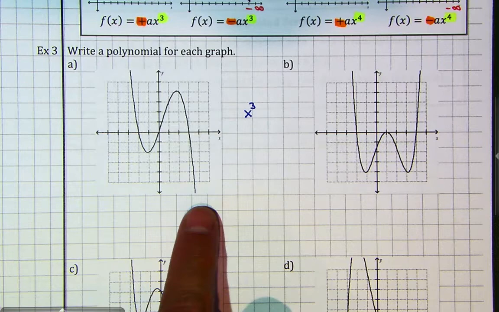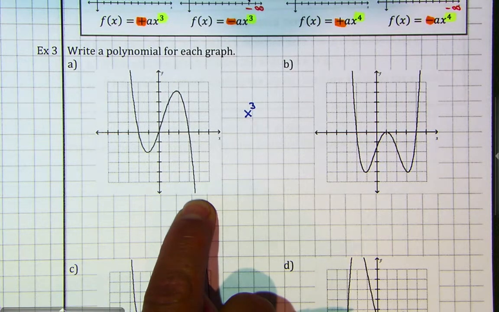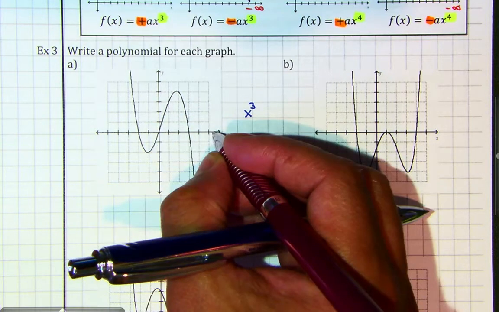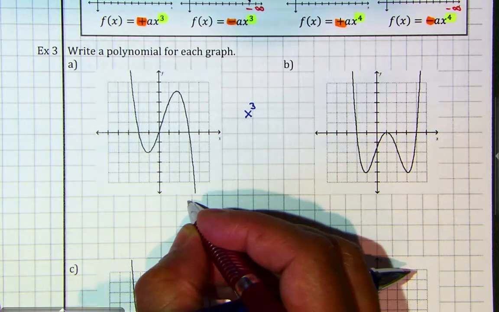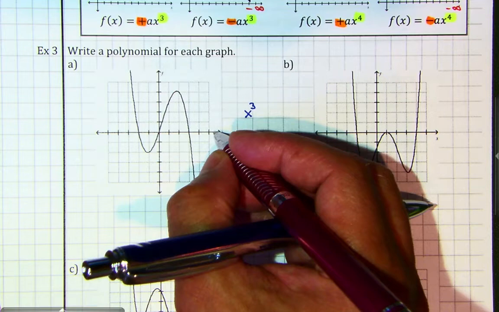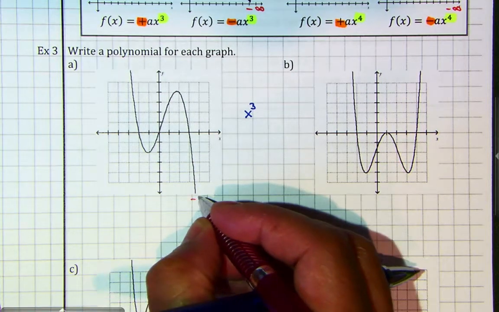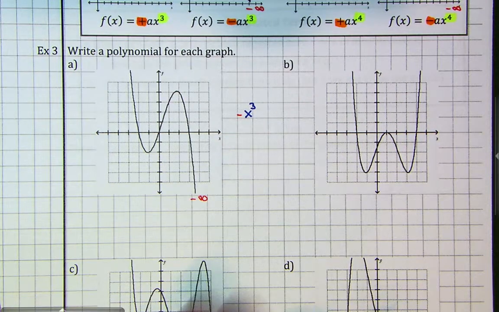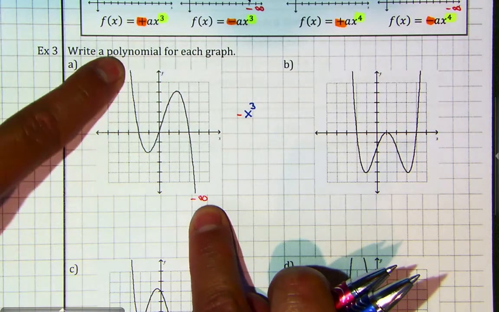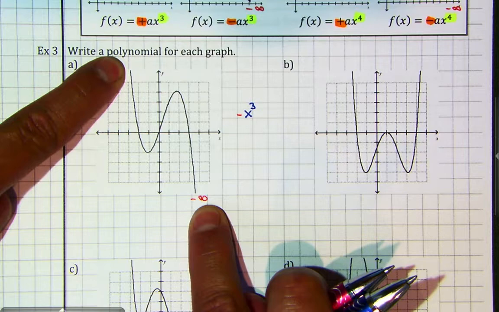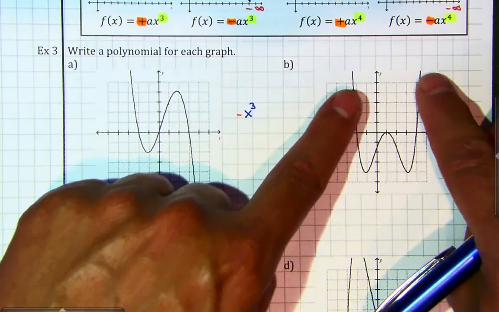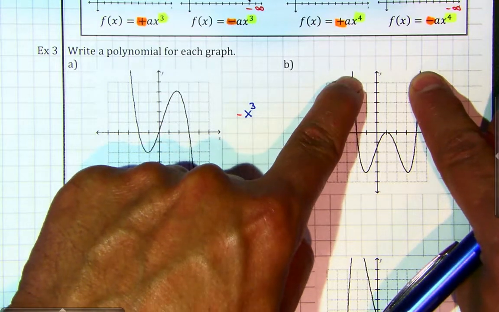Now it ends on the bottom, on the right hand side. As f of x approaches positive infinity, as x approaches positive infinity, f of x will approach negative infinity. So therefore, I know that this should be negative. And remember that this is odd, so therefore, the left will be the opposite.